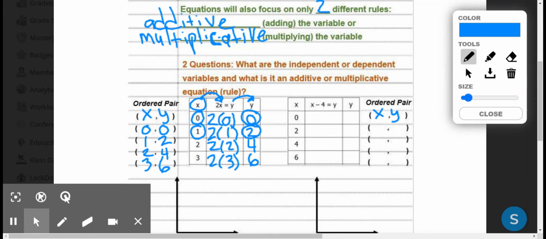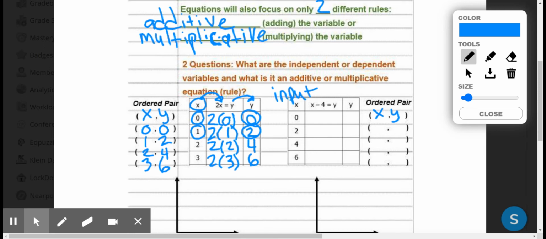Now, using the same process for the second equation, whatever the variable is, x minus 4 is going to be equal to y. So in the process, we're subtracting 4 from whatever our input is. So we have our input, and then we have our output: our independent variable, and then our dependent variable.